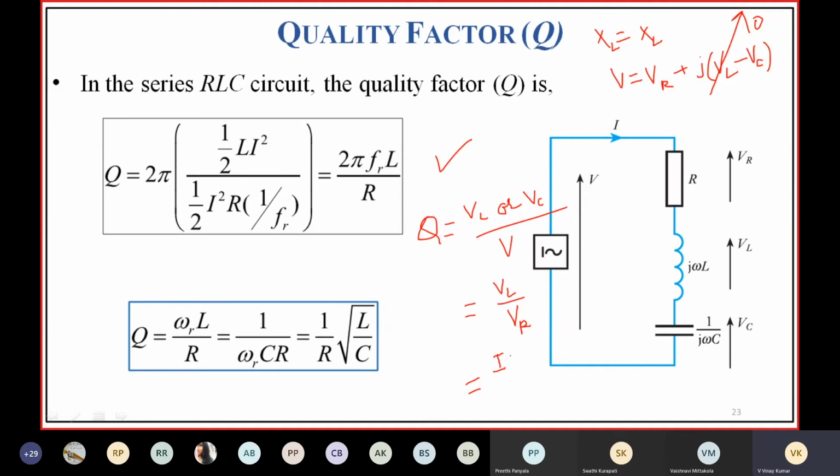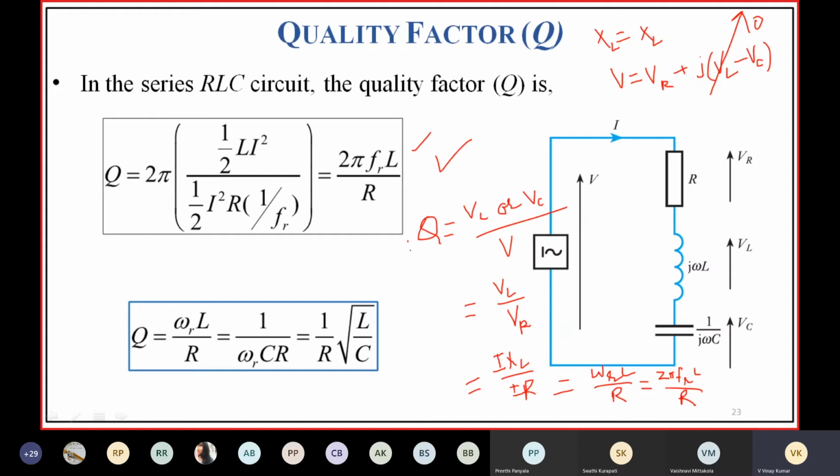VL is equal to what? I into XL, divided by I into R. What is XL? XL is equal to omega_r L, divided by R, which is equal to 2 pi f_r L by R. So you are getting the same formula, simply omega_r L by R, or omega naught L by R.